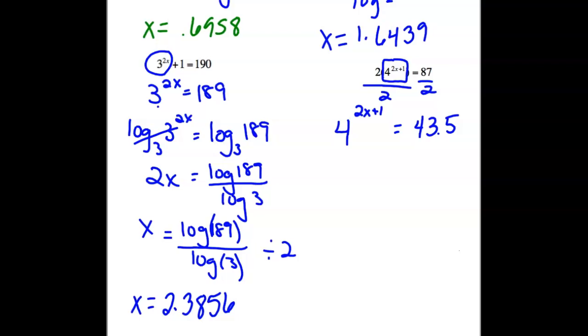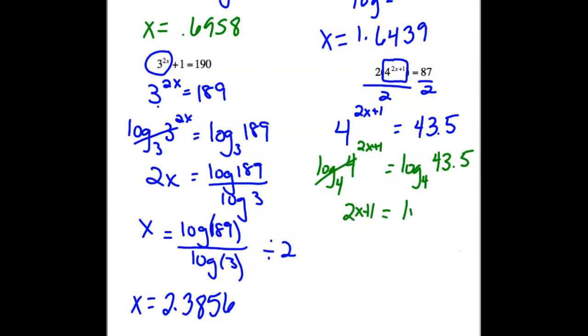We're going to use our common base of 4. So log base 4 of 4 to a power equals log base 4 of our other side. Our log base 4 of 4's drop out. We get 2x plus 1. On the other side, we use our change of base. All right, so let's go ahead and get a decimal. Log of 43.5 divided by log of 4.